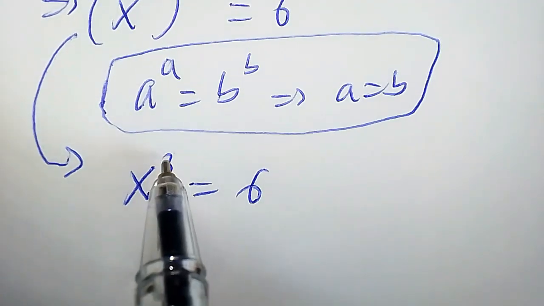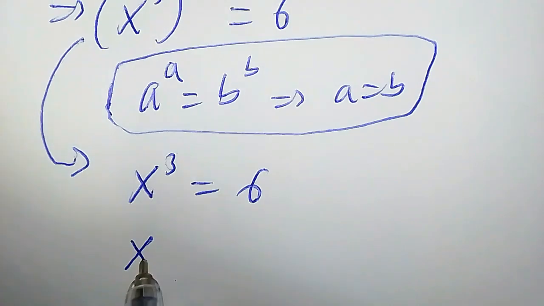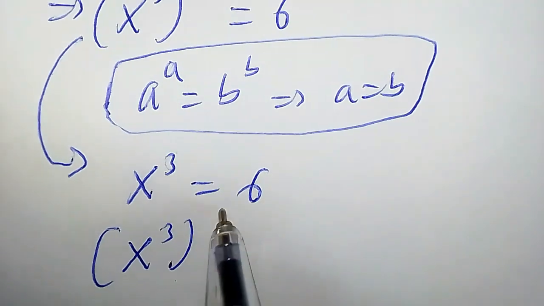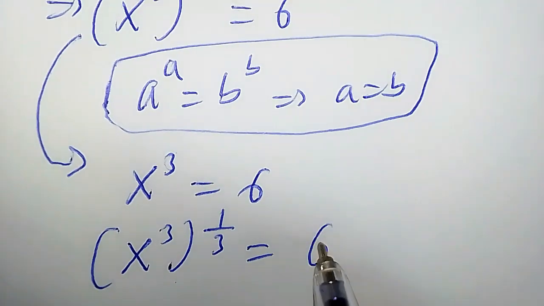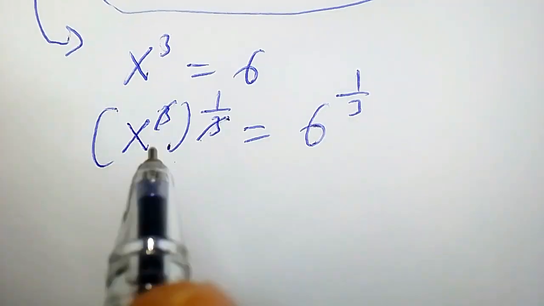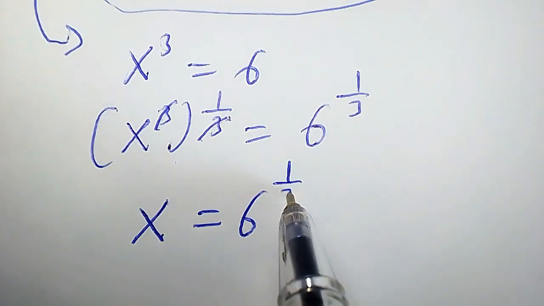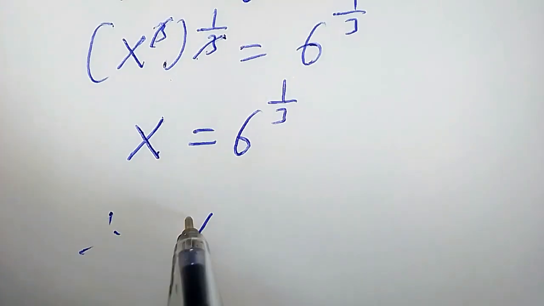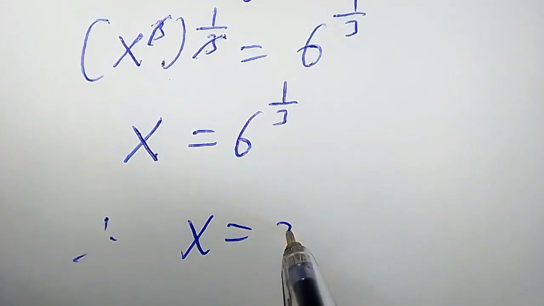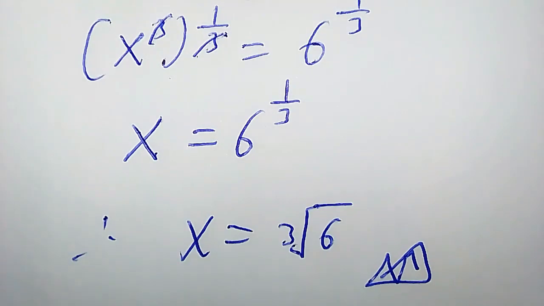To get rid of this power, we can raise both sides to the power of 1 over 3. So we're going to have x cubed to the power of 1 over 3 equal to 6 to the power of 1 over 3. Clearly, this guy cancel each other, so we are left with x equal to 6 to the power of 1 over 3. Therefore, the value of x is equal to the cube root of 6. This is the required value of x for this exponential equation.